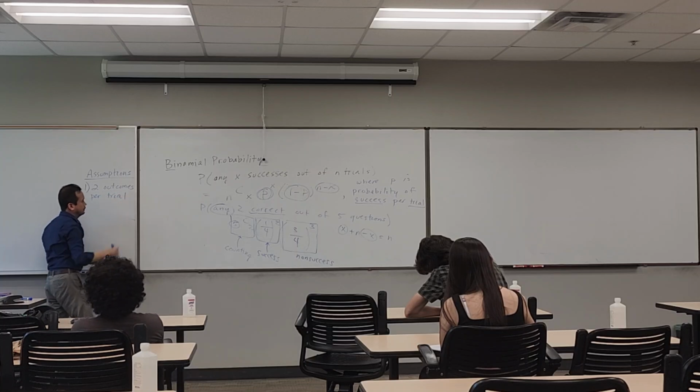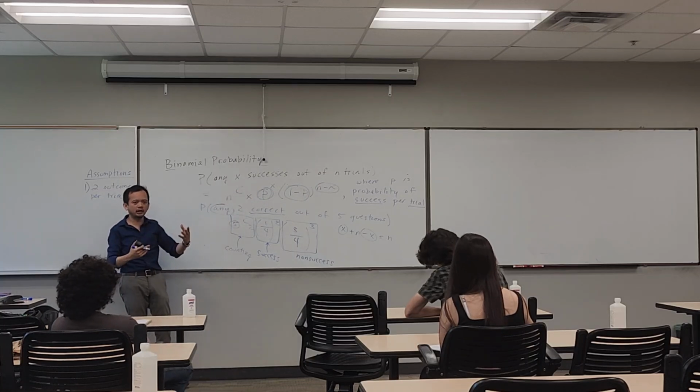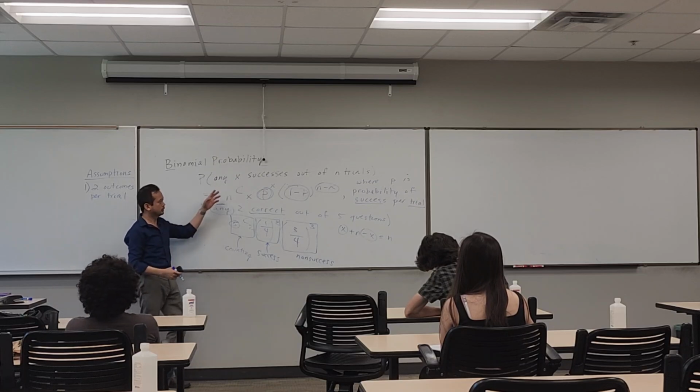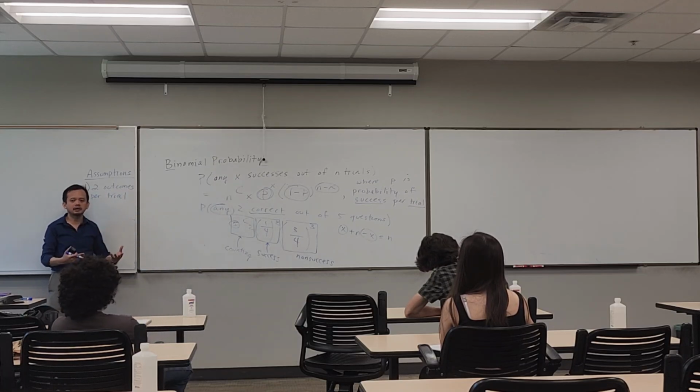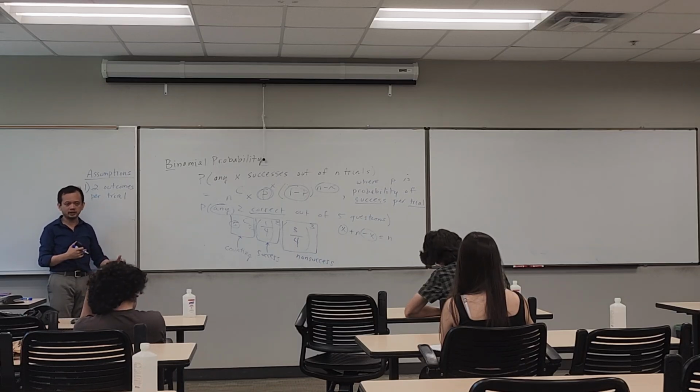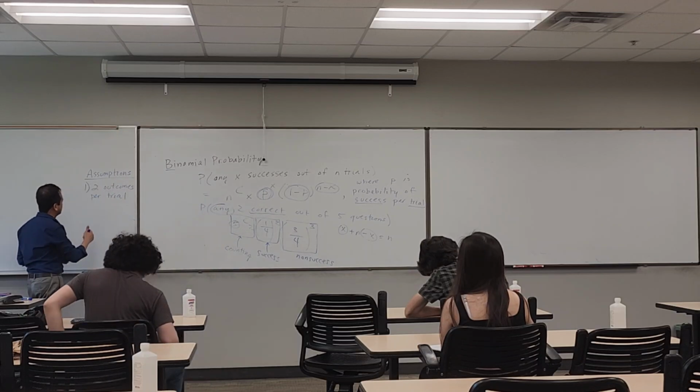So, for example, in this example, when we had 5 multiple choice questions, each trial was a question that you were answering. So each trial, each question that you're answering, had only 2 outcomes. You either get it right or you get it wrong when you guess on it. So there's only 2 outcomes per trial.